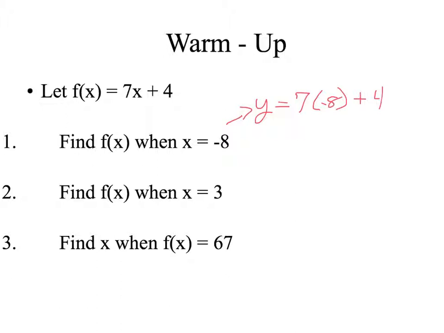Seven times negative 8 is negative 56. Negative 56 plus 4 is negative 52. So f of x equals negative 52. Remember that the y has to change back to the f of x.